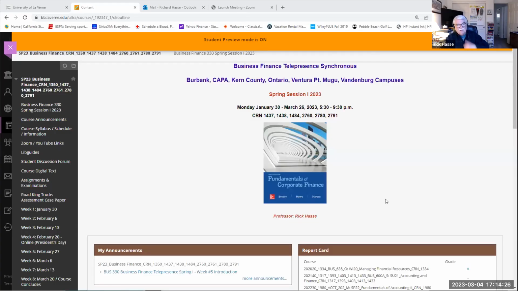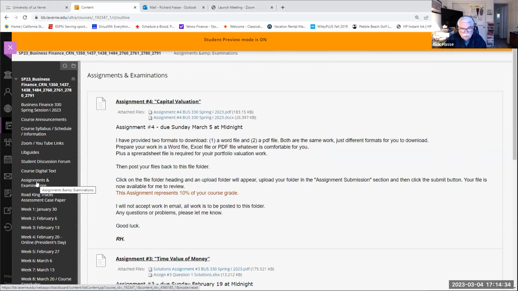Okay, here's where we stand in our Blackboard right now. If you look under assignments and examinations, we have assignment number 4 due this Sunday evening. Assignment number 4 is practicing stocks and bonds and the capital asset pricing model and updating your portfolio. Spreadsheets are required for that side of the assignment on your portfolio.